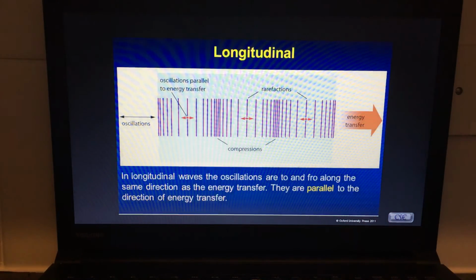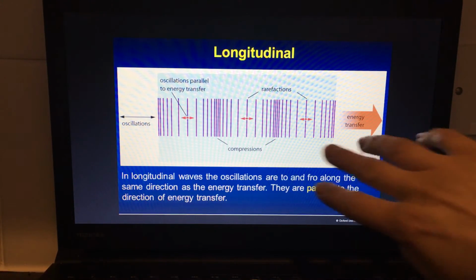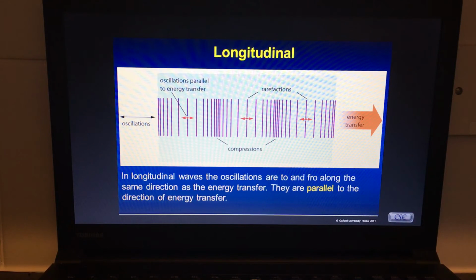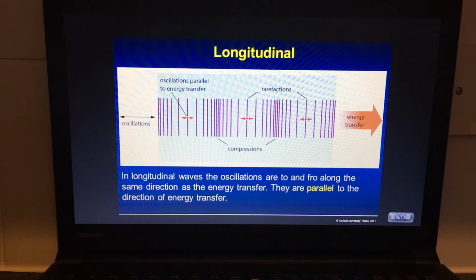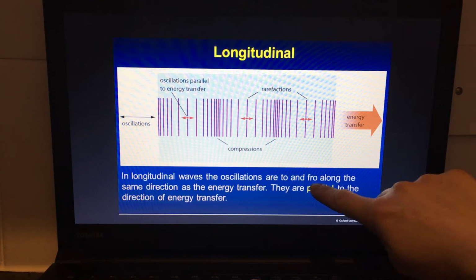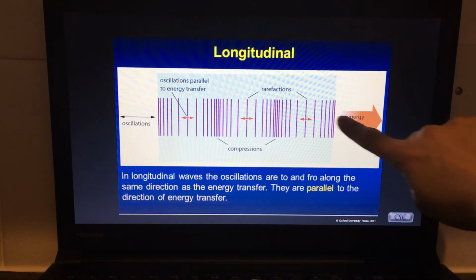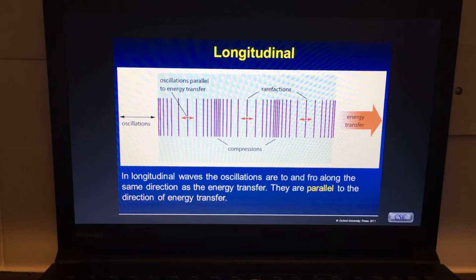Longitudinal waves are a little bit different. So they're like a series of vibrations. These require particles to travel through, unlike the transverse waves. So we say that in a longitudinal wave, the oscillations are to and fro along the same direction. So therefore they are parallel to the direction of energy transfer. And like I said, that's been asked before.